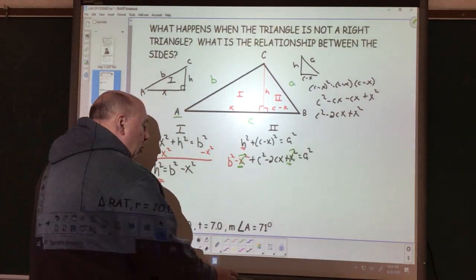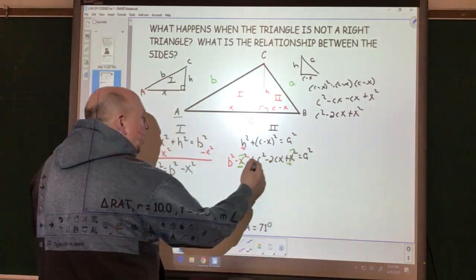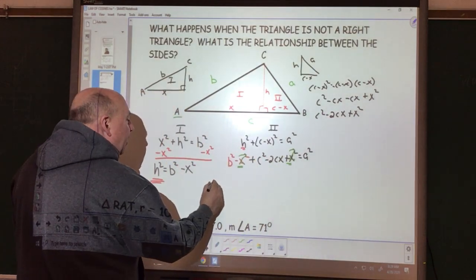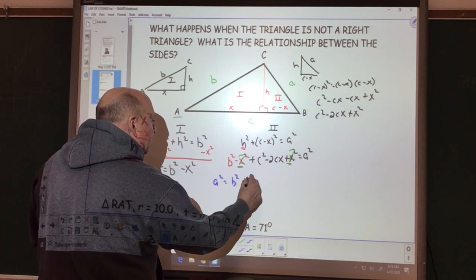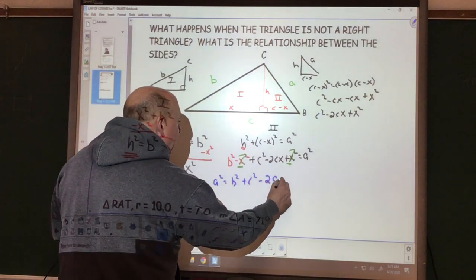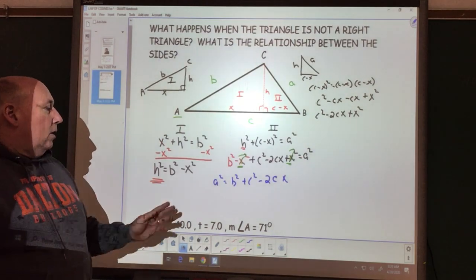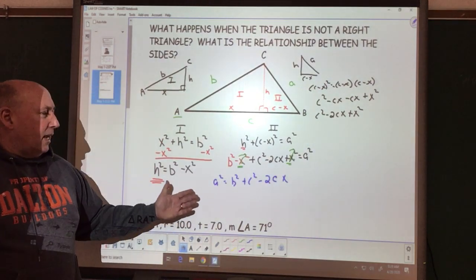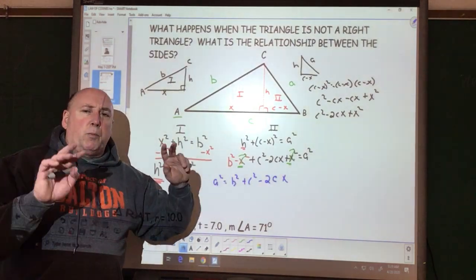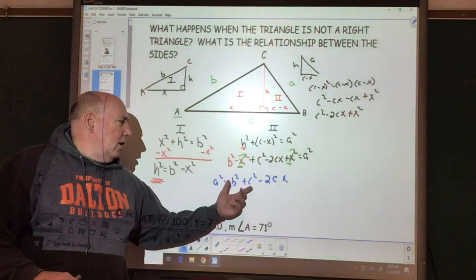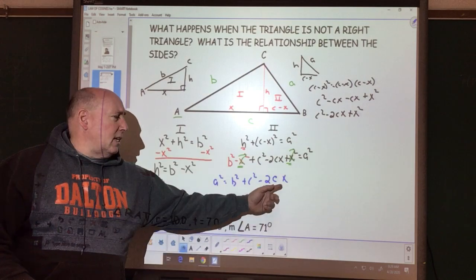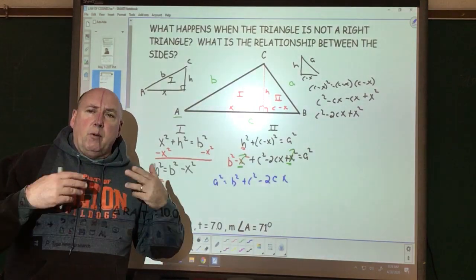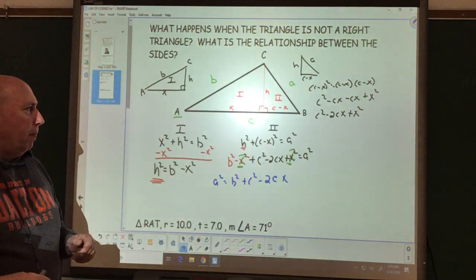So if we take a look at what we have now, and I'm going to flip this around, we have A squared is equal to B squared plus C squared minus 2CX. So what I've done is a lot of algebraic manipulation, and I've eliminated the H's. I've eliminated most of my X's. I still have one X in there. Okay, we need to get rid of that X somehow.